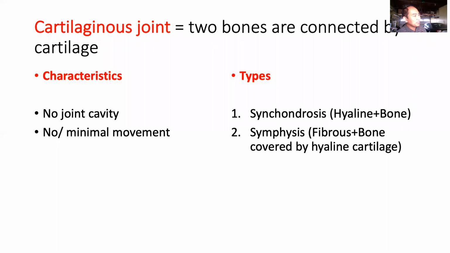Let's go to the second type of joints, which is the cartilaginous joint. So in a cartilaginous joint, two bones are connected to each other by cartilage. So again, it is pretty similar. It is not fibrous tissue, it is cartilaginous tissue. And the characteristic is the same. There is no joint cavity. There is no or minimal movement.